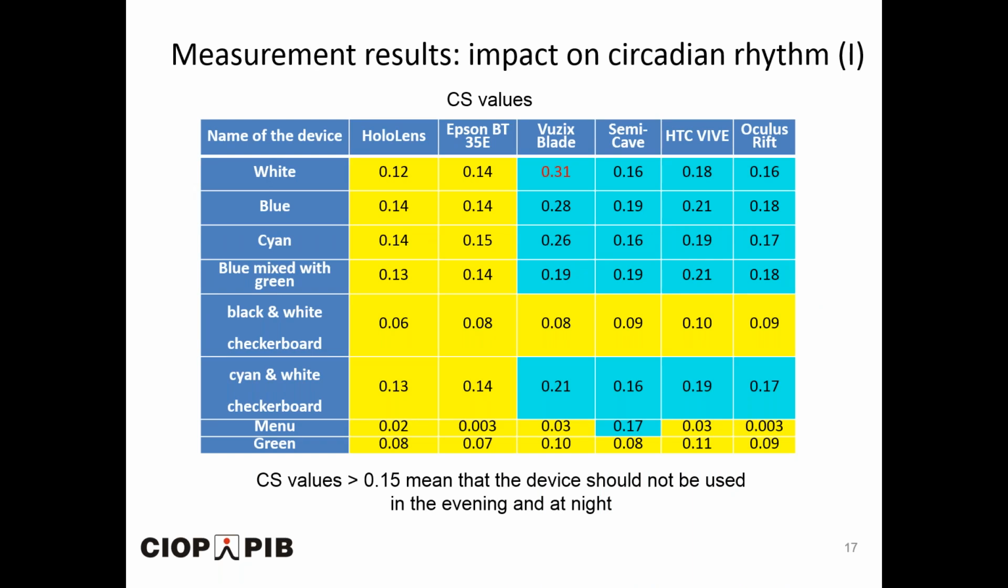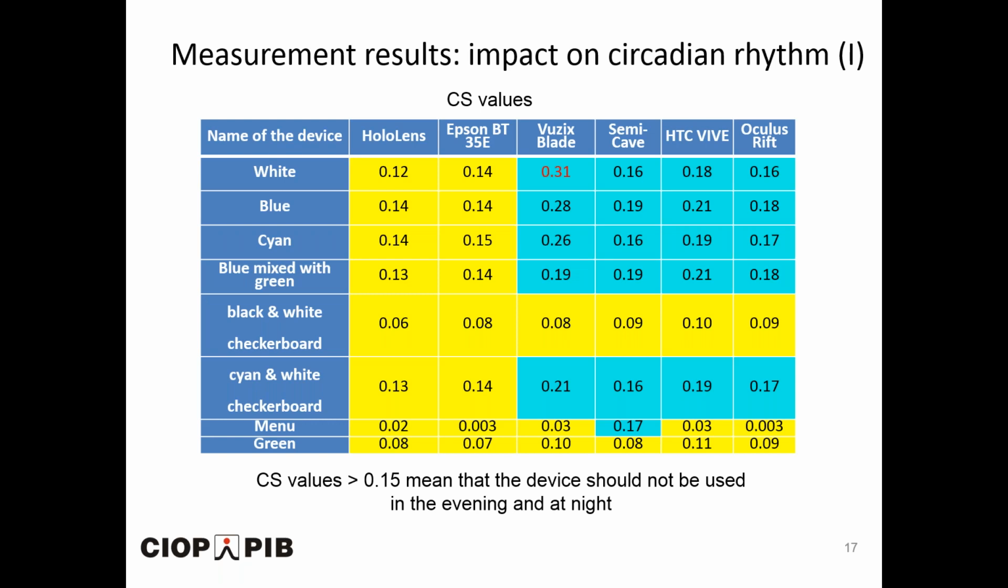Other measurement results: impact on the circadian rhythm. This is actually in the slides. The first table consists of the CS values calculated for all images presented in each of the solutions.